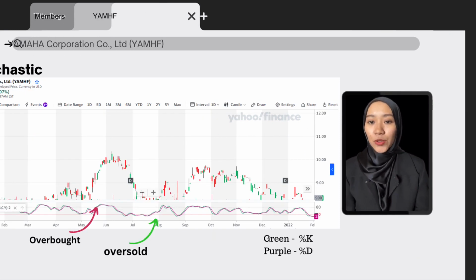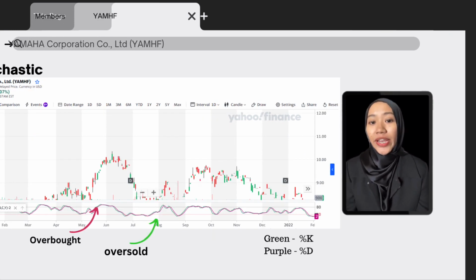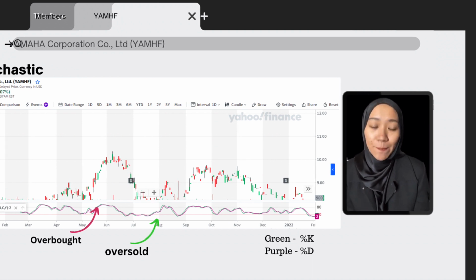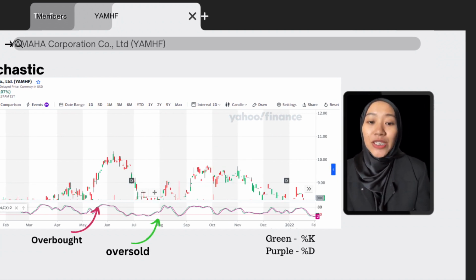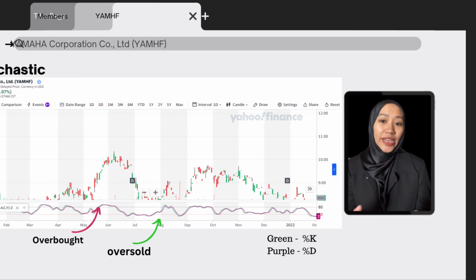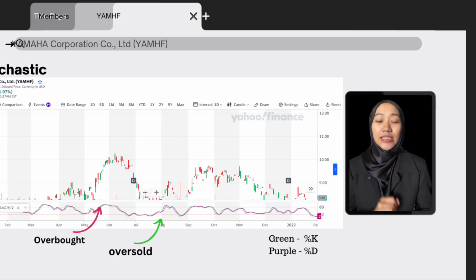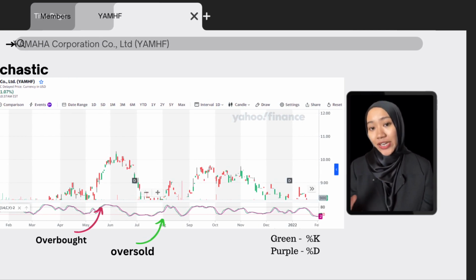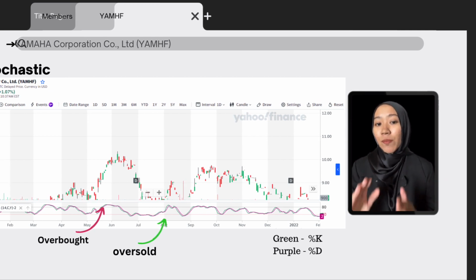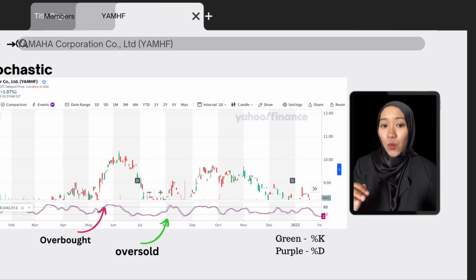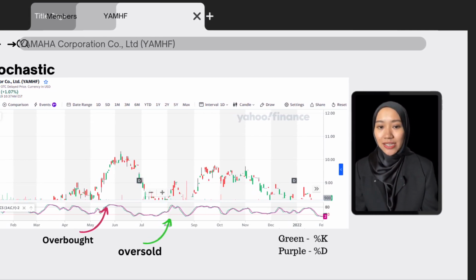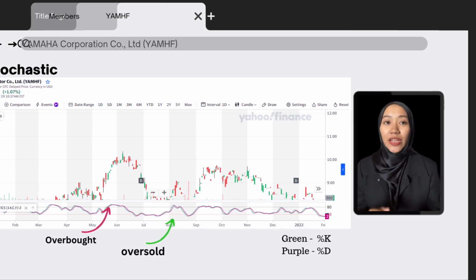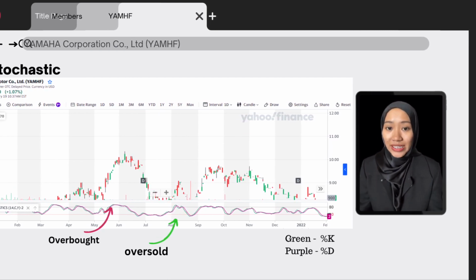For Yamaha Motor Company Limited, this shows the one-year trade starting from December 2021 until December 2022. By looking at this stochastic, it is a good indicator because the traders can easily see the movement of the price as it shows the smoothness of the stochastic. The standard period for stochastic is 14 days.